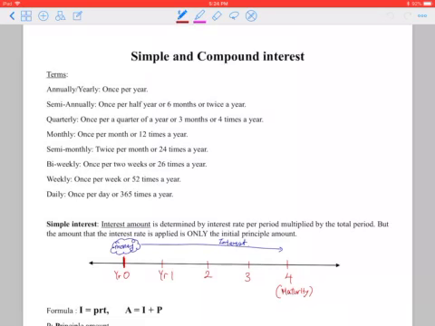Okay, so now this is simple and compound interest. This is the first lesson of personal finance, and this can be very interesting because it is related to your real life. It's about money, all right? Now there are a few things that you need to know in terms of the definitions that we're going to be using.